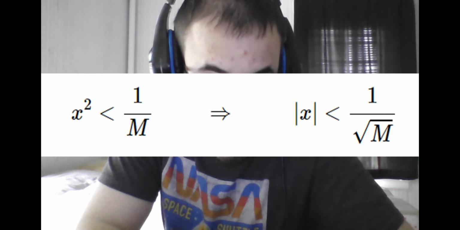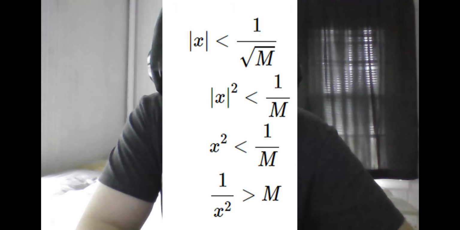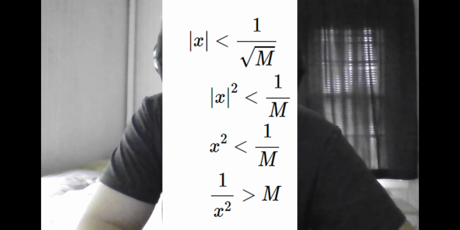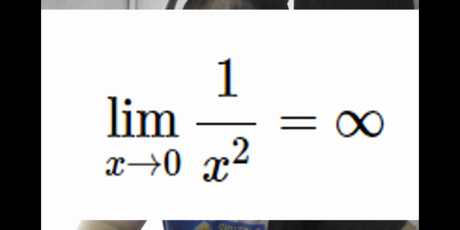We test if this works by first squaring both sides, then flipping the equation back to get m by itself. And we see that our choice of delta gives the original limit, which was 1 over x squared is greater than any arbitrary value m. Hence, we have proven by the definition of the positively infinite limit that the limit as x approaches 0 of 1 over x squared is positive infinity.